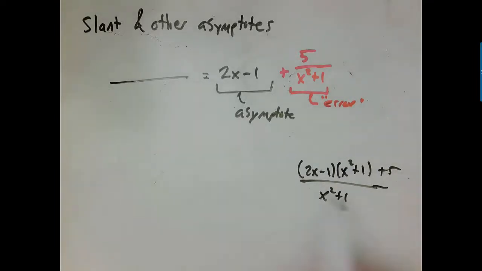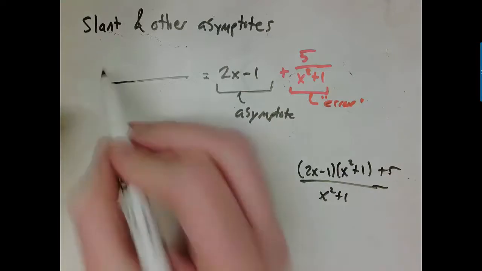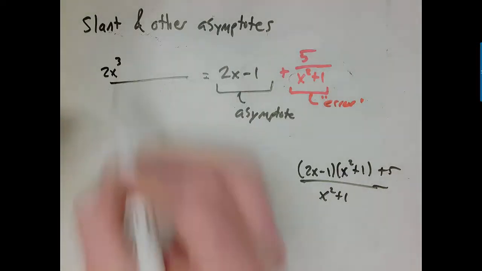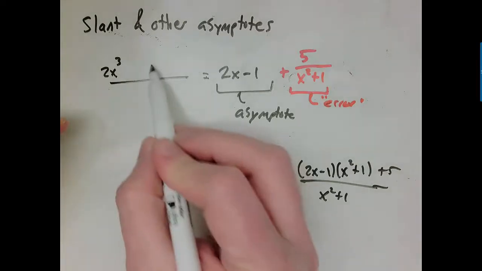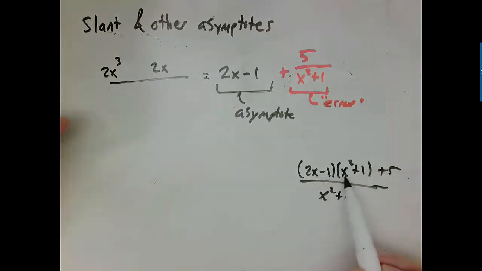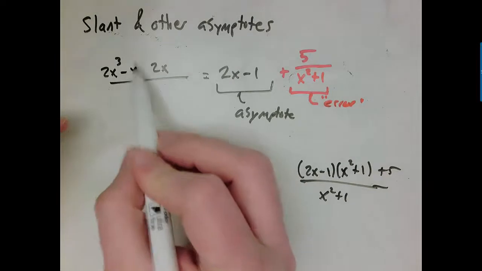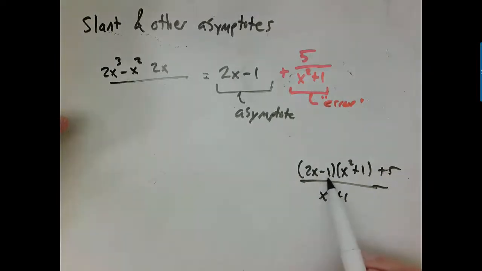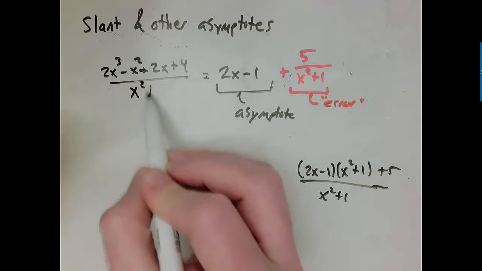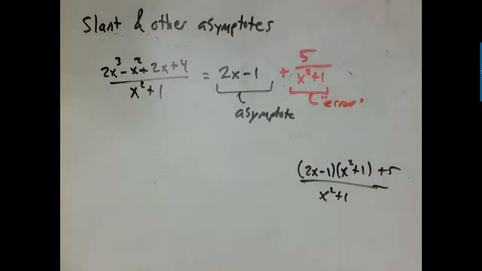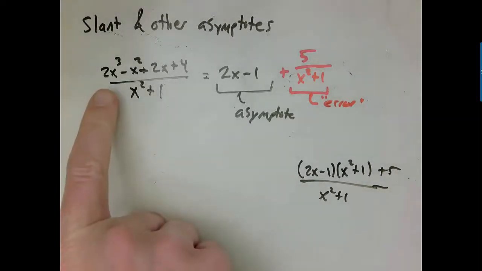So let's do it. I've got 2x times x squared is 2x cubed. Here I've got 2x times 1 gives me 2x. Here I've got minus x squared. And then here I've got negative 1 times 1 plus 5 is 4. And then this is all over x squared plus 1. So you see it's a totally different rational function than we had before.